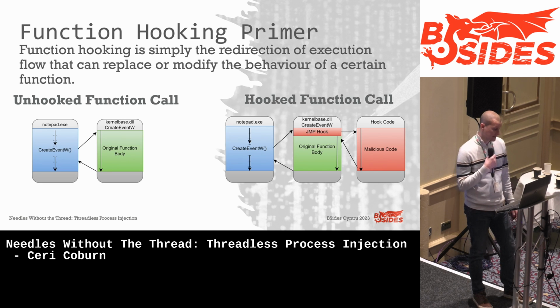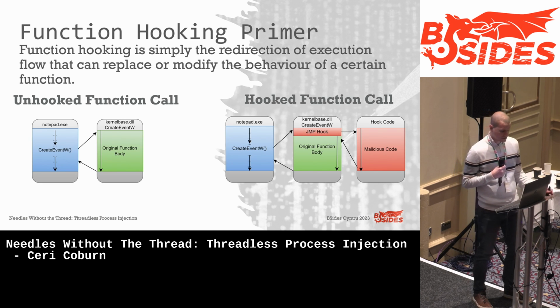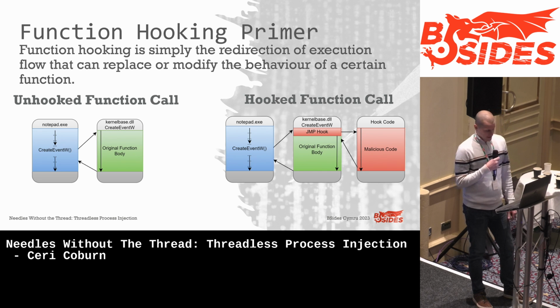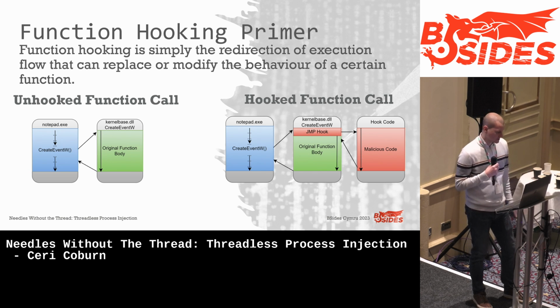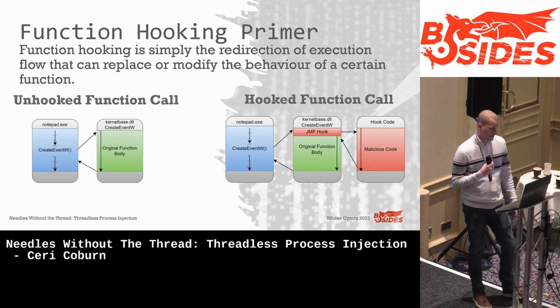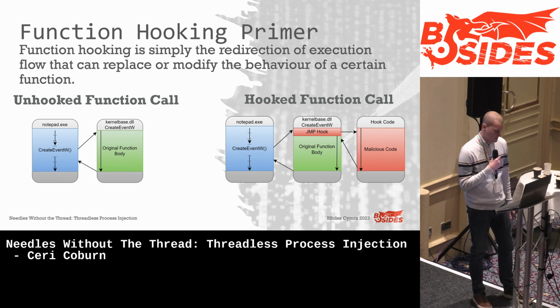Before we get onto that, I'll give you a quick primer on function hooking and what exactly that is. Function hooking is the art, if you will, of redirecting the behavior of a function. On the left there, you'll see an example of an unhooked function. You have, say, notepad.exe that makes an API call to CreateEventW, which lives inside kernelbase.dll, or sometimes kernel32, depending on the operating system. And then the execution flow will follow through CreateEventW and then return back to Notepad once it's done.